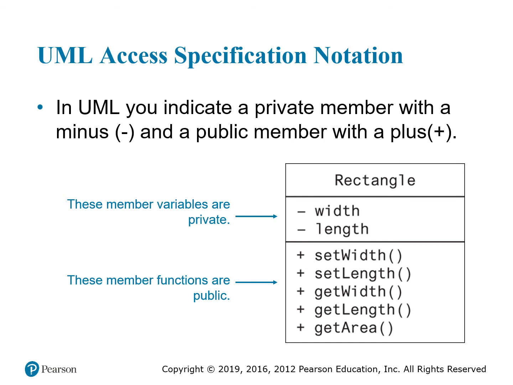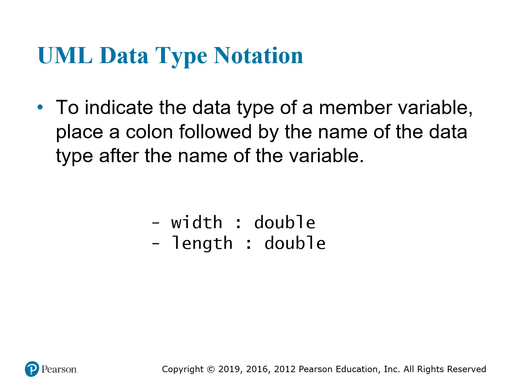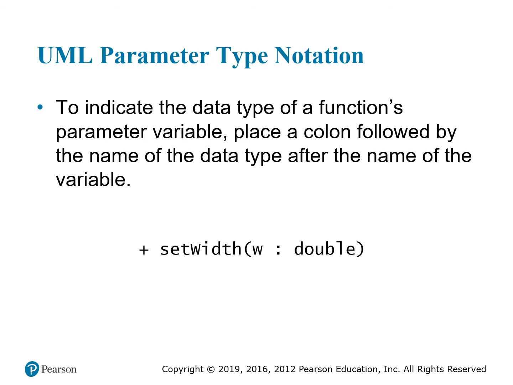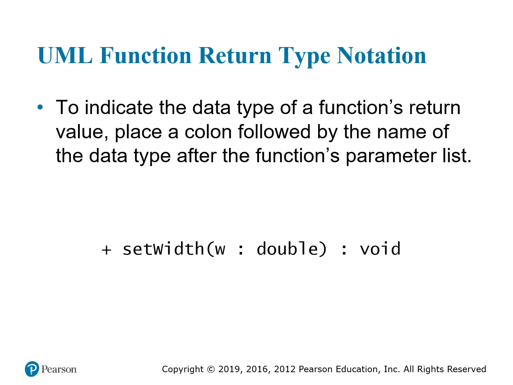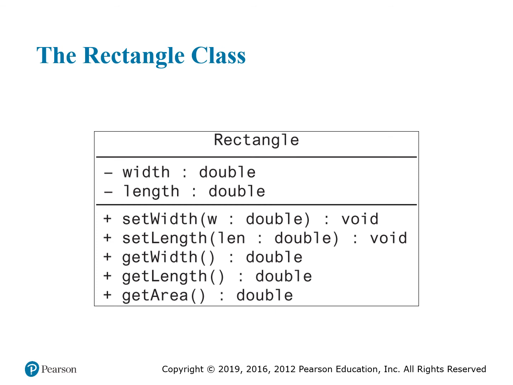Okay, well, what about data types? We add a colon and a data type, so it's almost backwards of C here. Instead of putting double width, we have width colon double. Same thing for parameters within a function, same thing for return values of a function. So basically, we have 2 doubles, width and length, that are private, and then we have 2 void functions, set width and set length, that take doubles, and we have 3 double return value functions that get a width, get a length, and get an area. And those are all public functions.